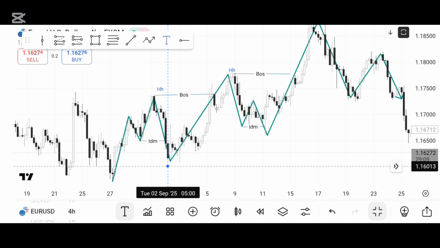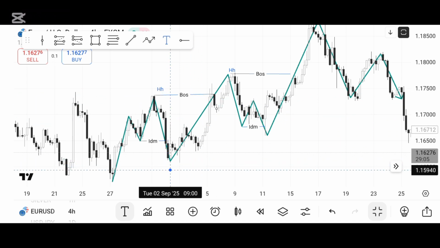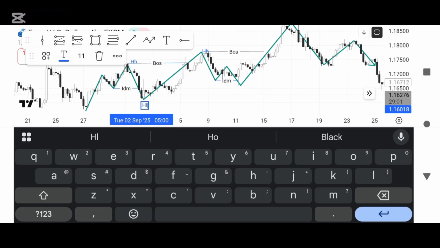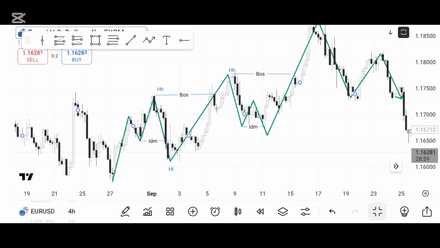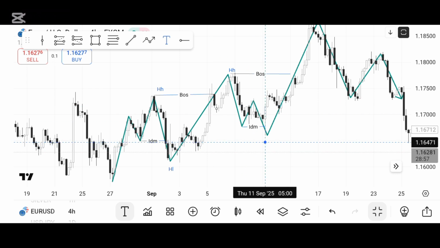So now we have the higher low. The low that was responsible for taking out the inducement zone. The last low after the market took out the inducement zone, it went straight for the higher high. That's what we call the higher low.